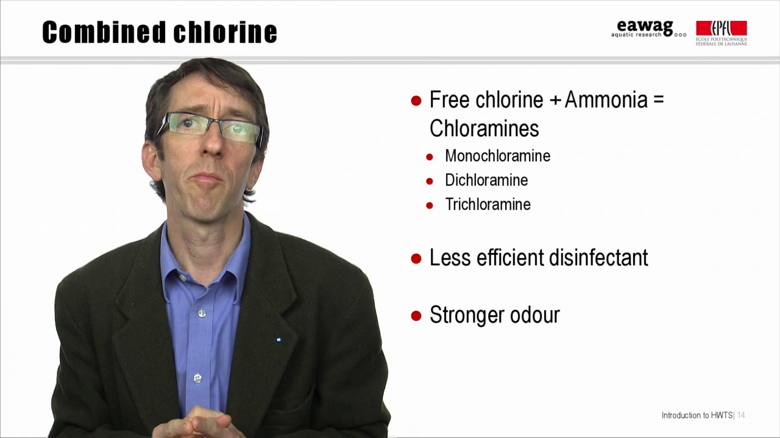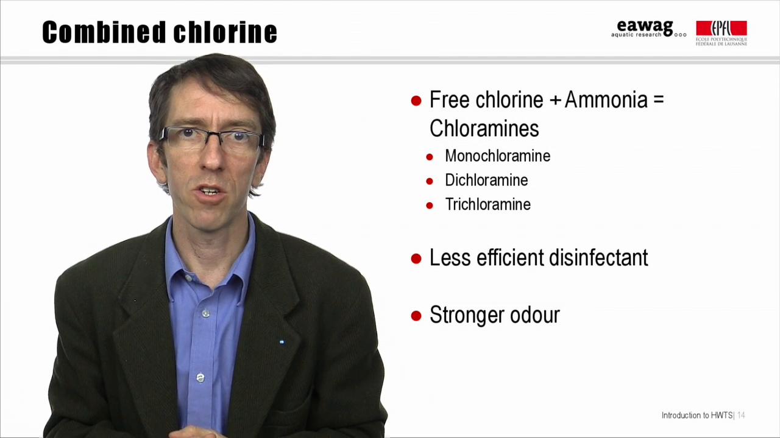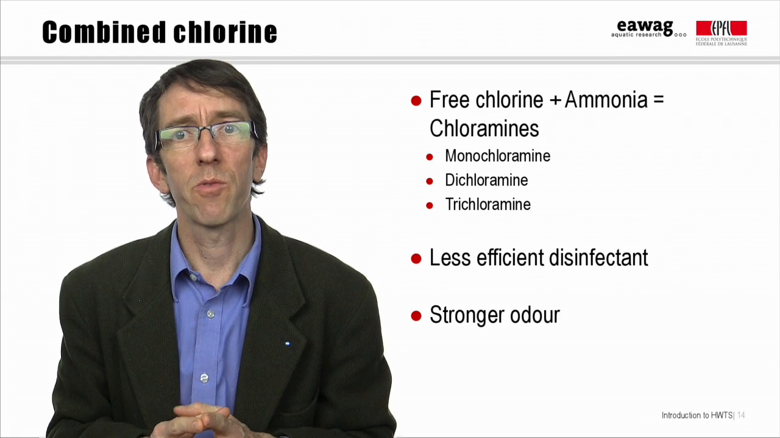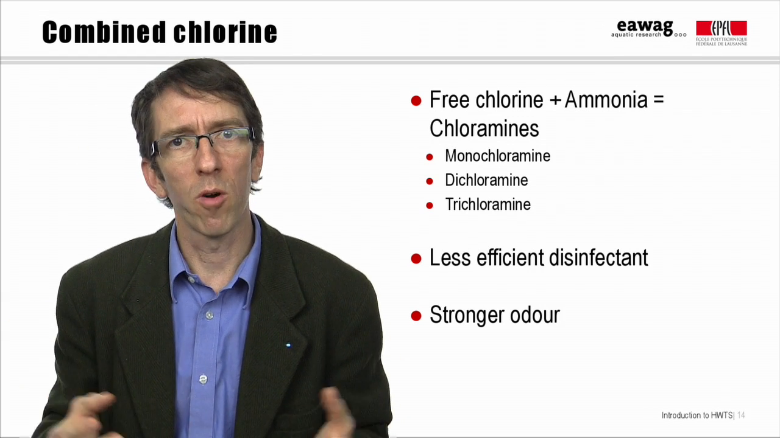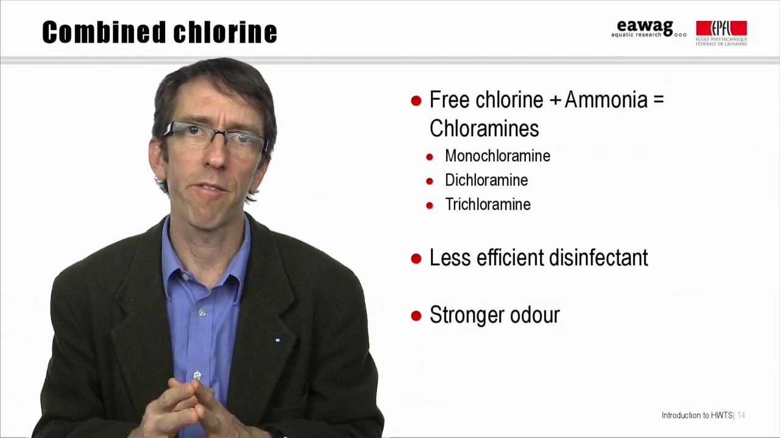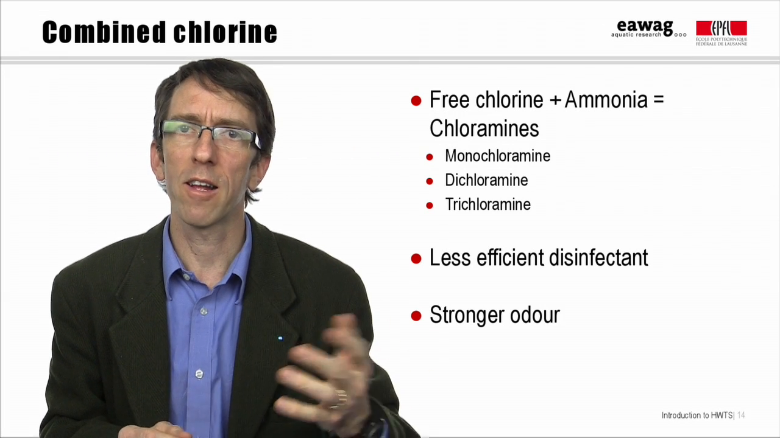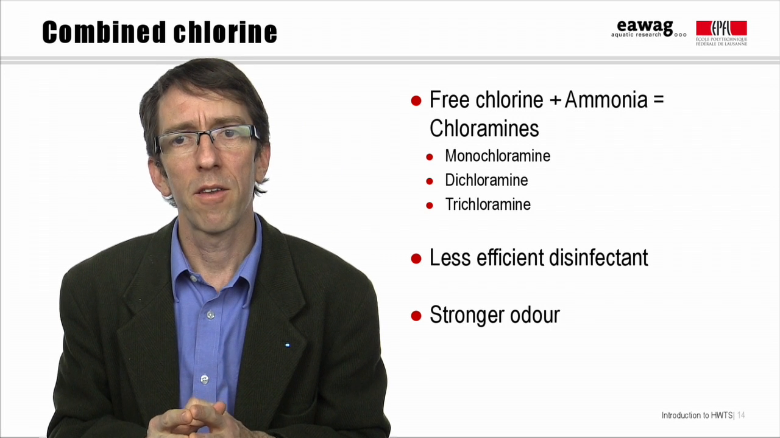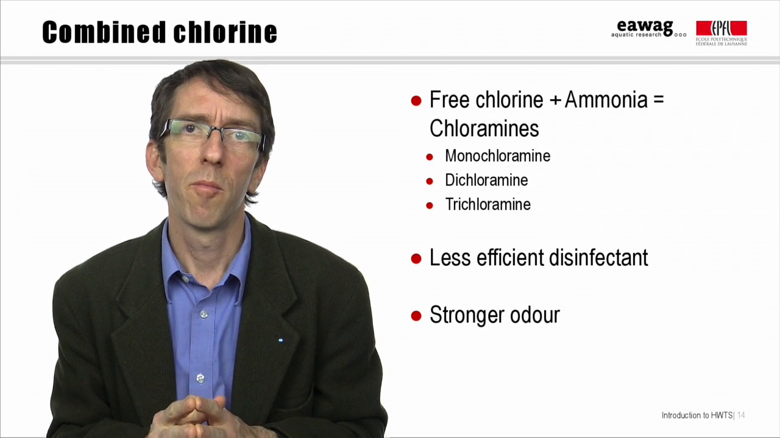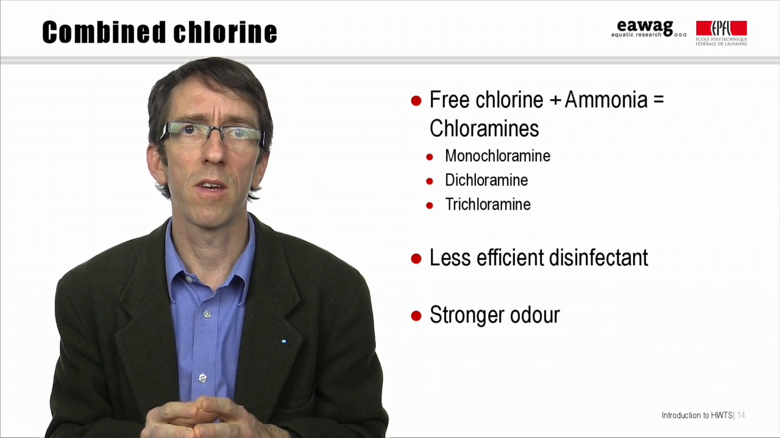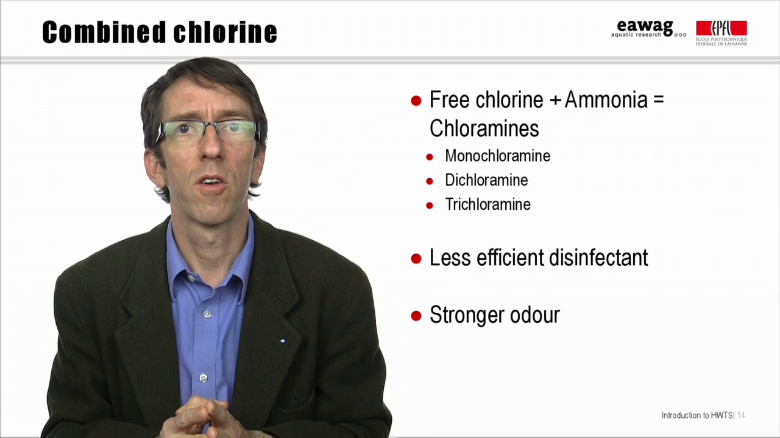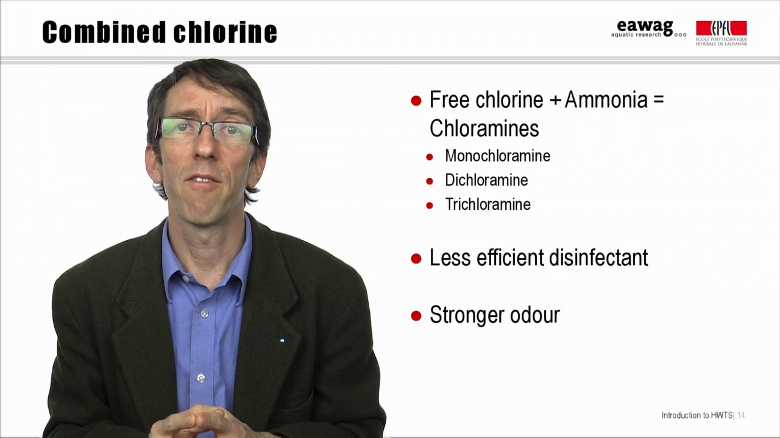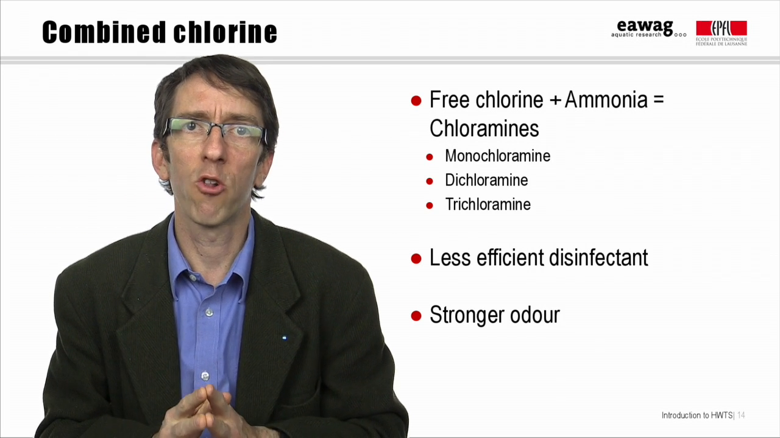Up to now, we've been talking about free chlorine, which is that combination of hypochlorous acid and hypochlorite. But when free chlorine reacts with ammonia, it creates a different form called chloramines, and there's a whole family of chloramines with monochloramine, dichloramine, and trichloramine. These are called combined chlorine, and they're a less efficient disinfectant, but they're still used in some countries because they are long-lasting and can be useful, say, in a distribution network. However, the chloramines have a stronger odor, especially trichloramine.